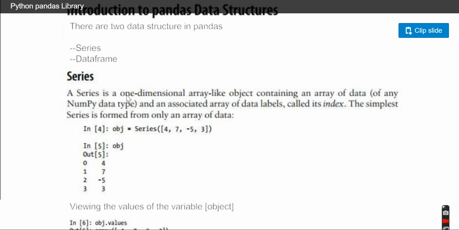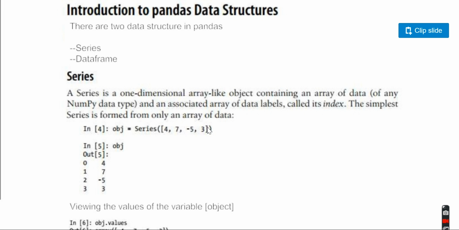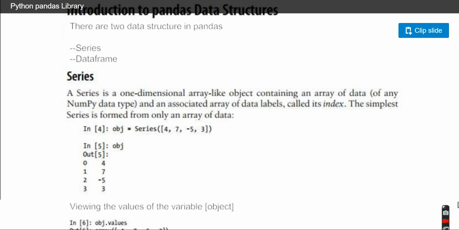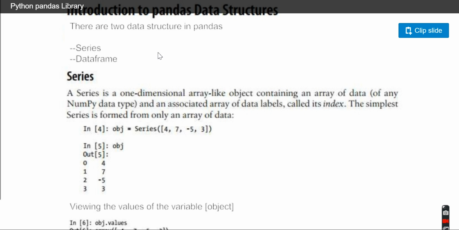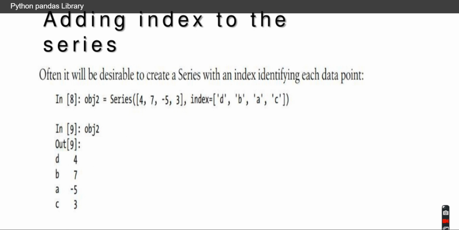What is series? Series is a one dimensional array, like what you see in NumPy as a 1D array. A one dimensional array will have one series, for example 4, 7, 5, 3. This is a series. So this is a one dimensional array. If we do a two dimensional array, we need to have rows and columns. Rows and columns will be there in a two dimensional array, and that is called a data frame. Series is a one dimensional array, and a 2D array will have rows and columns. So we are going to deal with both of them.